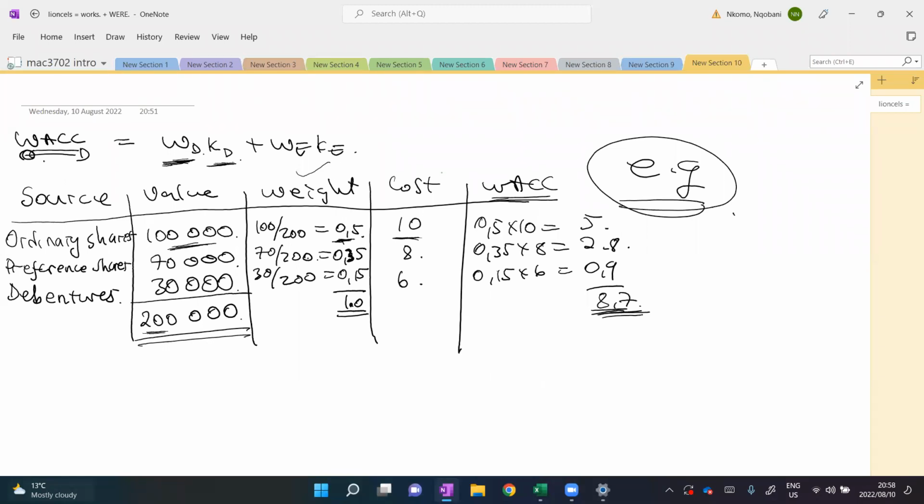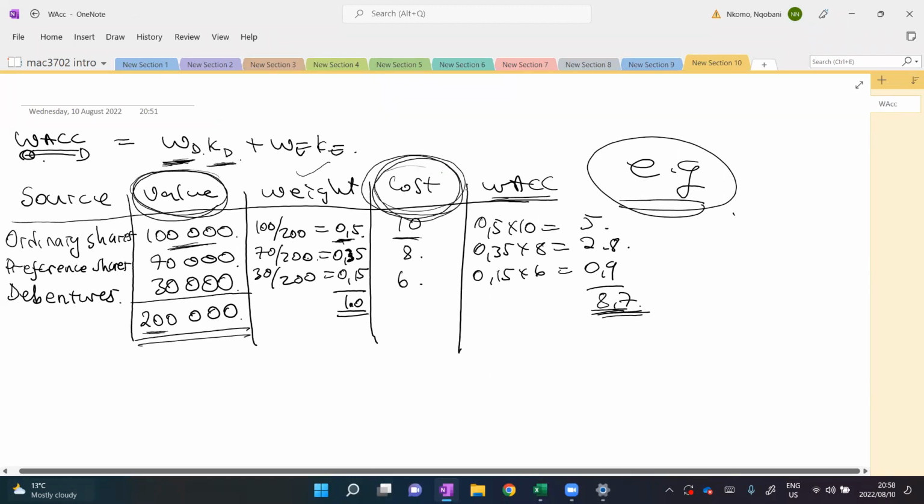Yes. That is how to calculate the weighted average cost of capital. We are now able to calculate it when we are given the information. The question now will be to calculate the market value of each source and the cost of each source. Is that clear? So in our next class, we are going to learn how to calculate the market value of ordinary shares, preference shares, and debentures.